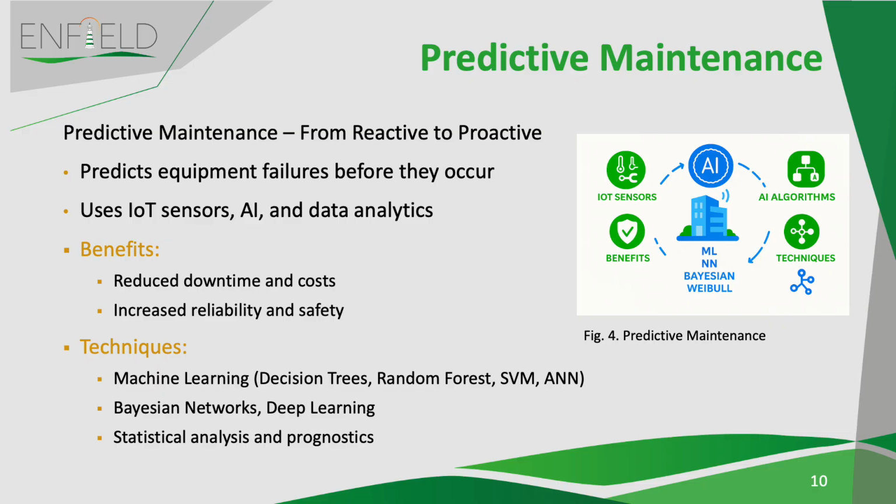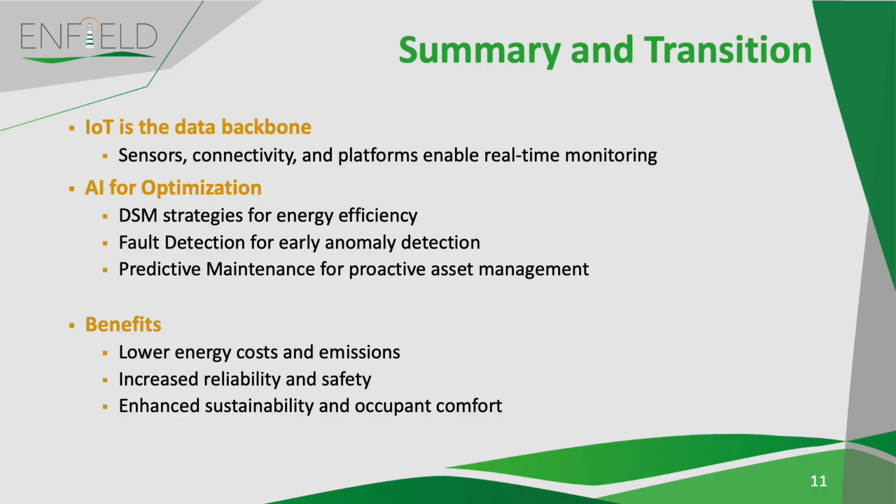happens. Techniques include machine learning models like decision trees and neural networks, Bayesian networks for probabilistic reasoning, and deep learning for complex pattern recognition. Statistical methods like variable analysis and prognosis estimate the remaining useful life of equipment. In short, predictive maintenance ensures reliability, saves money, and keeps operations running smoothly.